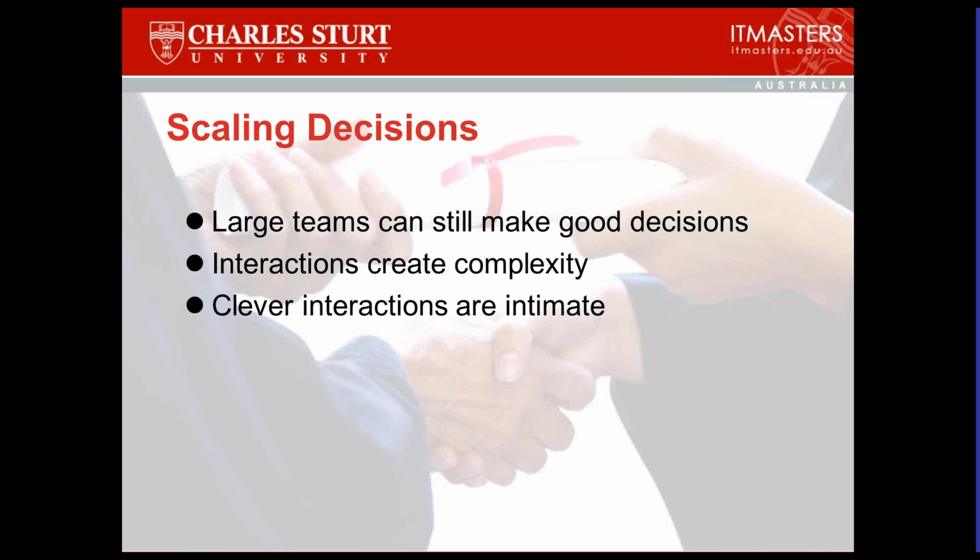Because what we talked about before about clever interactions, interactions that lead to emergence, interactions where people say, hey, that's a good idea, I'm glad you mentioned that, I hadn't thought of it. Clever interactions occur between people that are familiar with each other, people that trust each other, people that communicate with each other regularly. Intimate teams, intimate interactions can promote emergence.